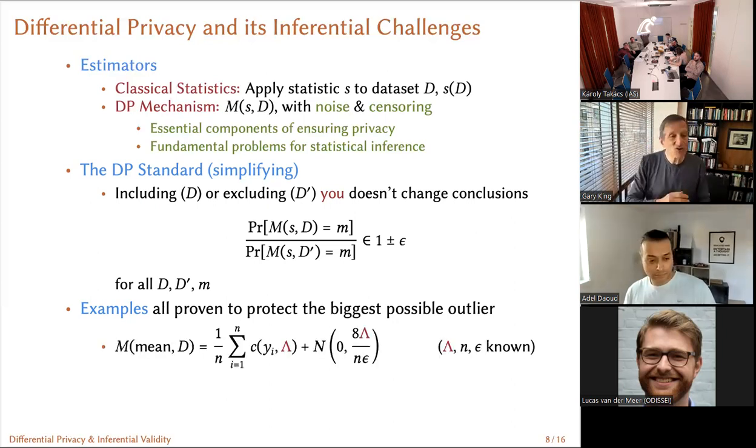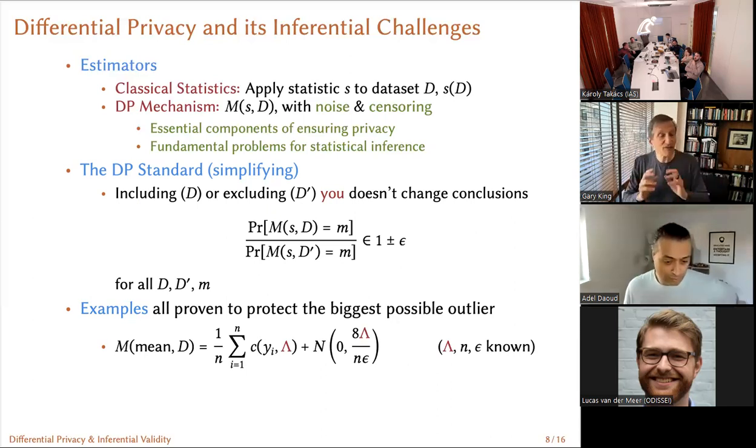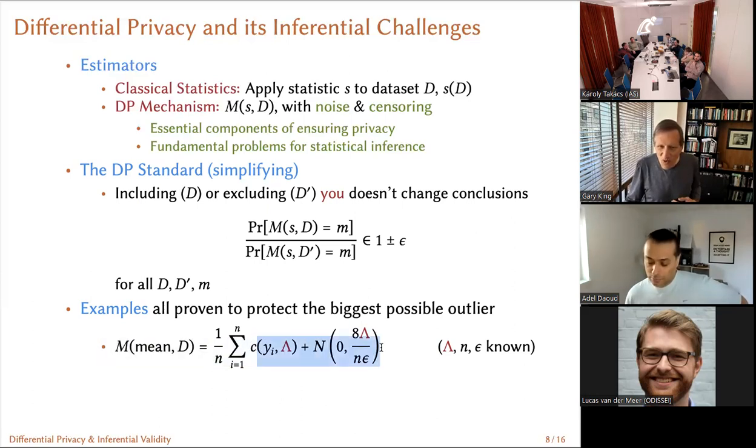Here's one estimator of the mean, the average, but a differentially private average. I'm going to explain this to you. It's going to be pretty much the only equation that is complicated, and it's not that complicated. So this is 1 over n times the sum of something. If the only thing here were y, then it would be the mean. Instead of y, we're taking c, the censored value of y.